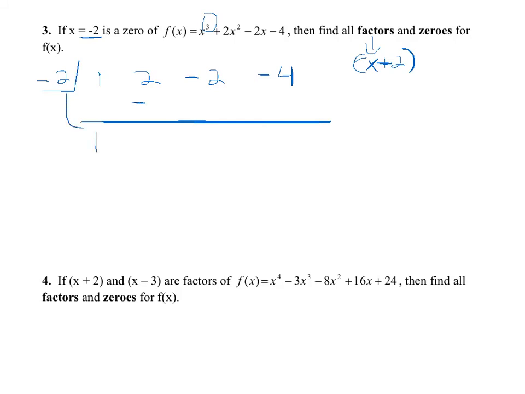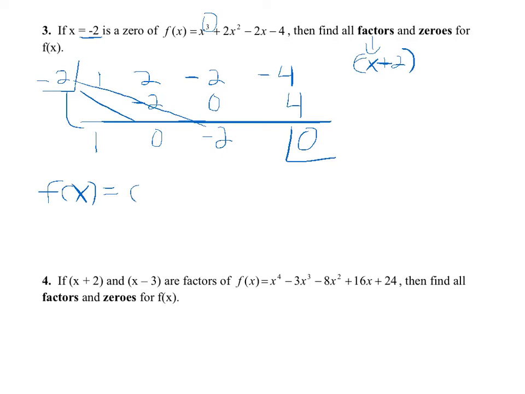-2 times 1 is -2. 2 minus 2 is 0. 0 times -2 is 0. I add -2 and 0. I get -2. -2 times -2 is 4. And there it is. It works out. I get my remainder to be 0. So what I've proven is that -2 gave me a 0. So I've proven that indeed x plus 2 is a factor.